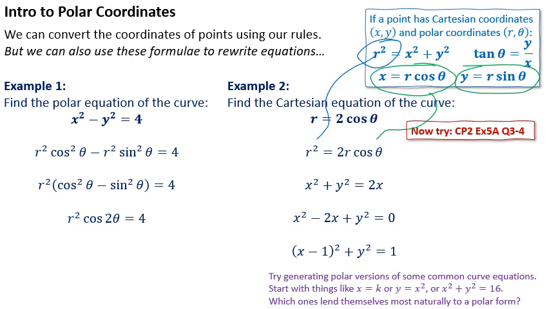And then you should be able to have a go at the next two questions in the exercise, questions 3 and 4. Those ones involve converting either Cartesian to polar or polar to Cartesian.